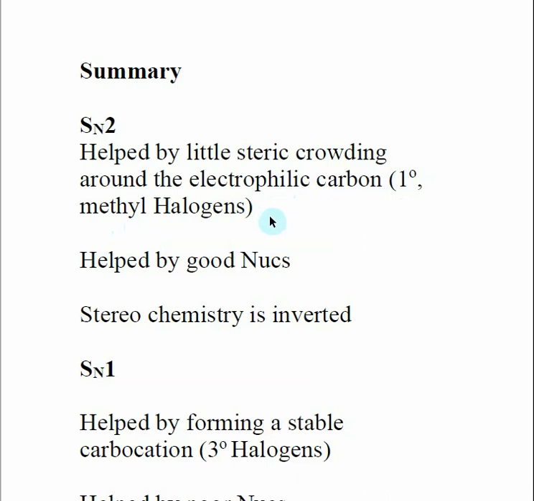And this is going to be important. This is going to be one of the main ways that we are going to be able to tell the difference between SN2 and SN1 reactions. SN2 reactions favor primary and methyl halogens, so halogens where the electrophilic carbon doesn't have a lot of steric crowding. By that I mean there's not a lot of extra carbon groups attached to it.